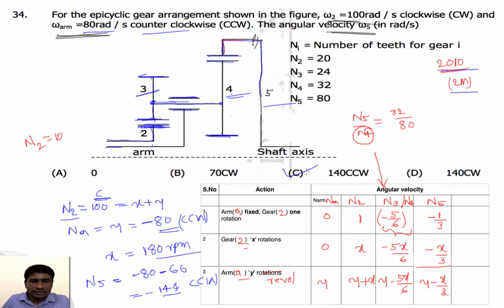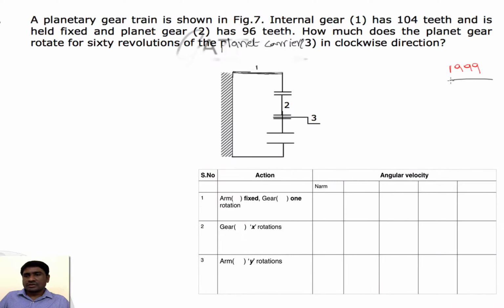This is the C. This question was asked in 1999 for 5 marks. Here also a line diagram of the gear train is given. If I draw the actual diagram, this is 1, the internal gear, and 3 is the arm here. So here planet carrier 3 is the arm, and we have only gear 2 in between.